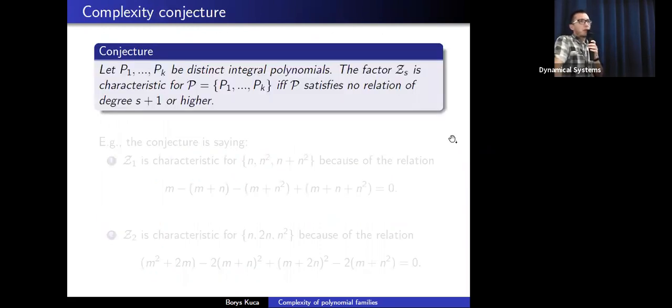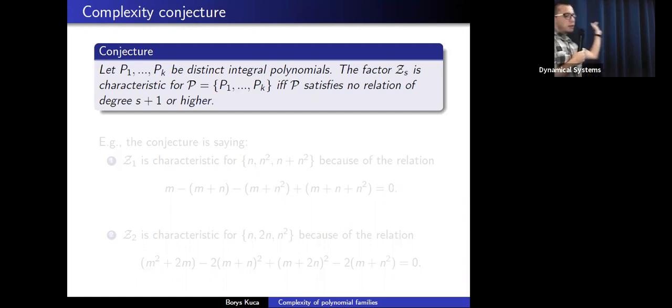So right now, I want to explain how these algebraic relations fit into the picture. So how are they related to the complexity of families of polynomials? And the connection comes through this conjecture. So let P1 through Pk be distinct integral polynomials. Then the conjecture here is saying that the factor Zs is characteristic for this family P, if and only if the family satisfies no algebraic relation of degree s plus 1 or higher.